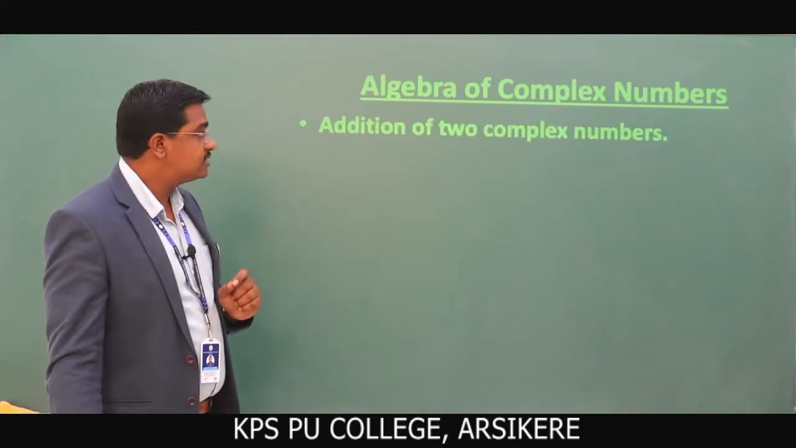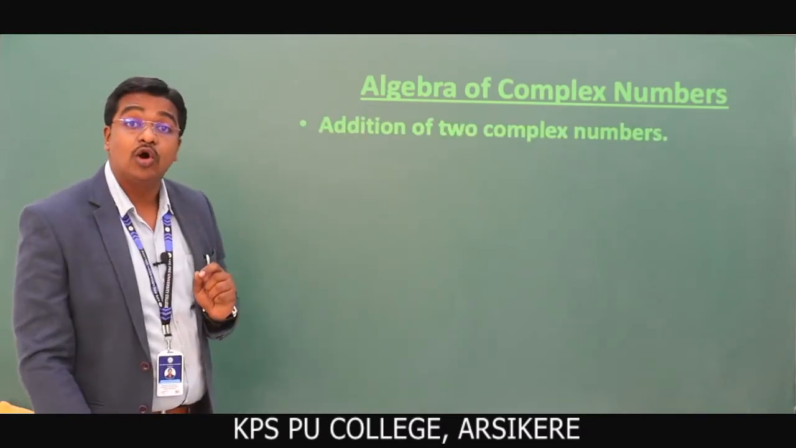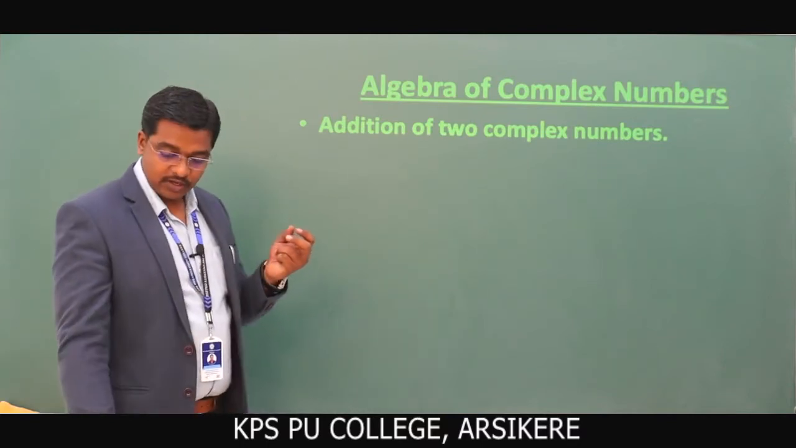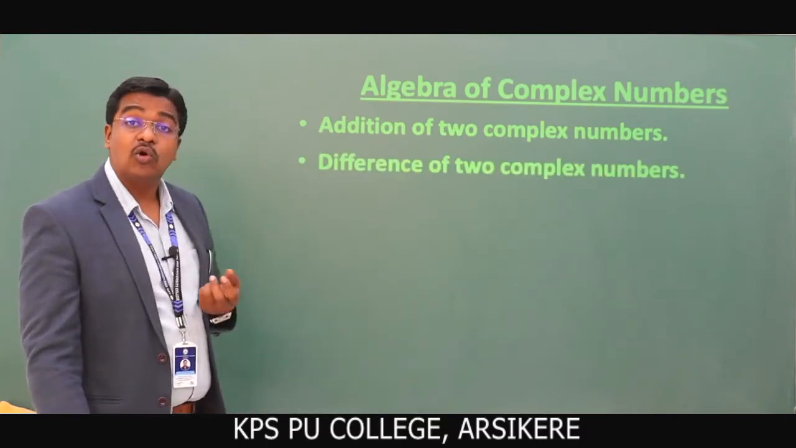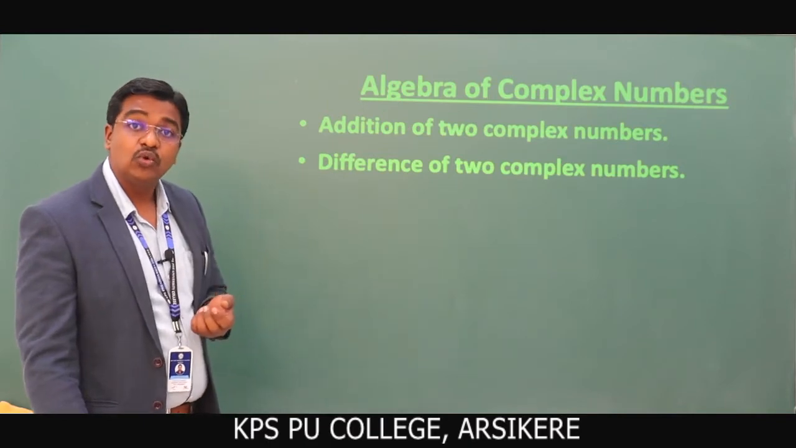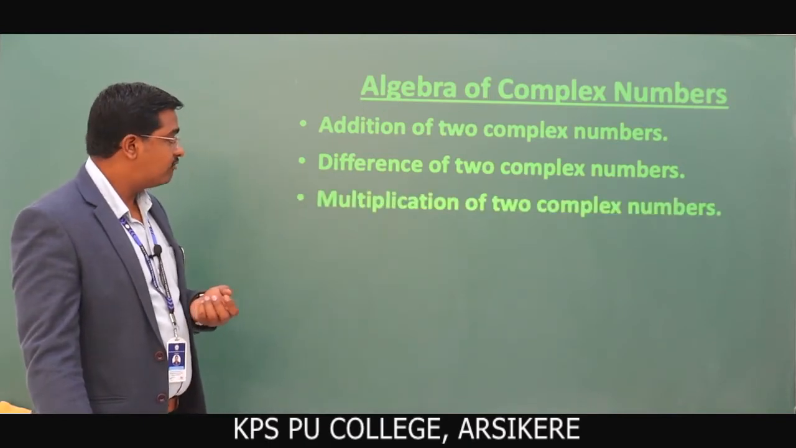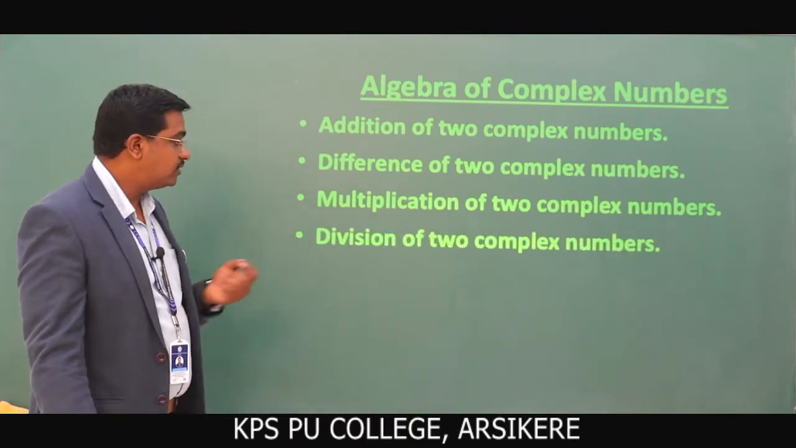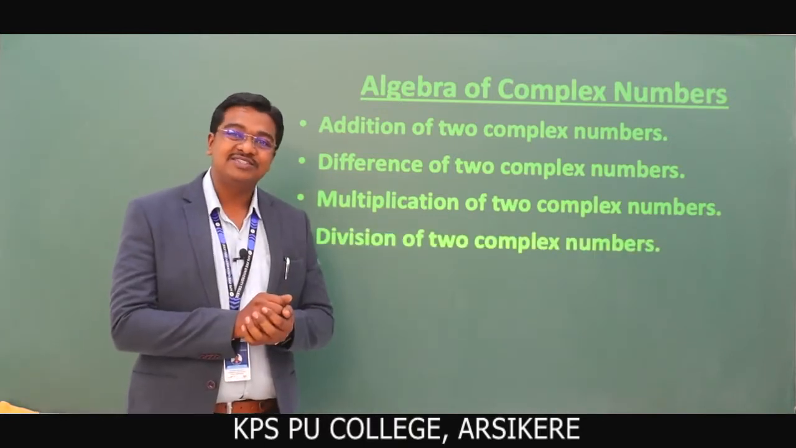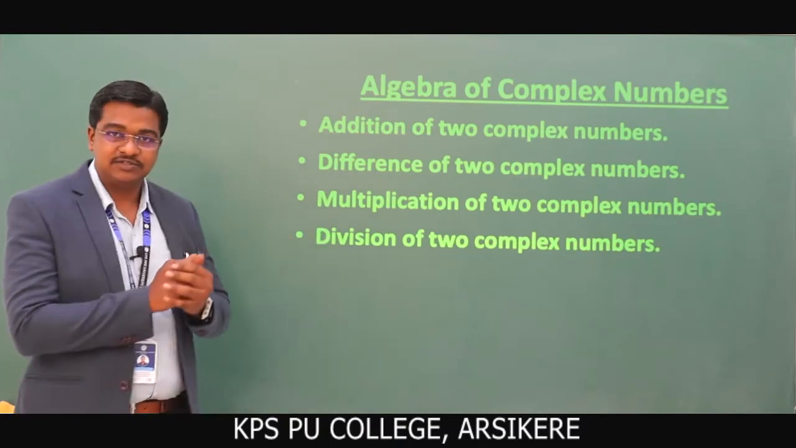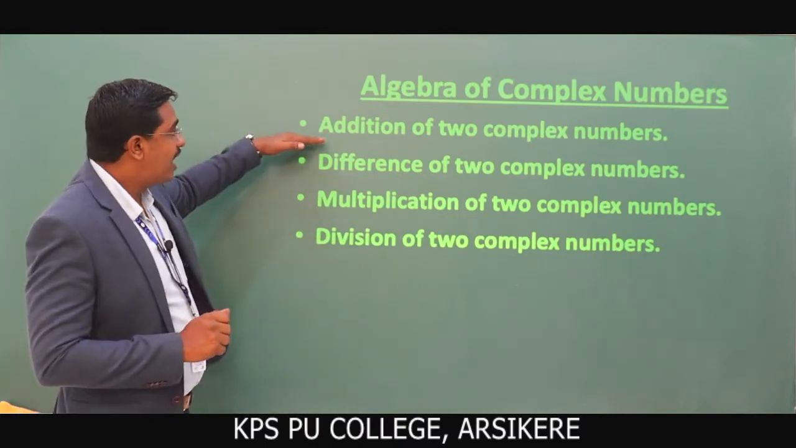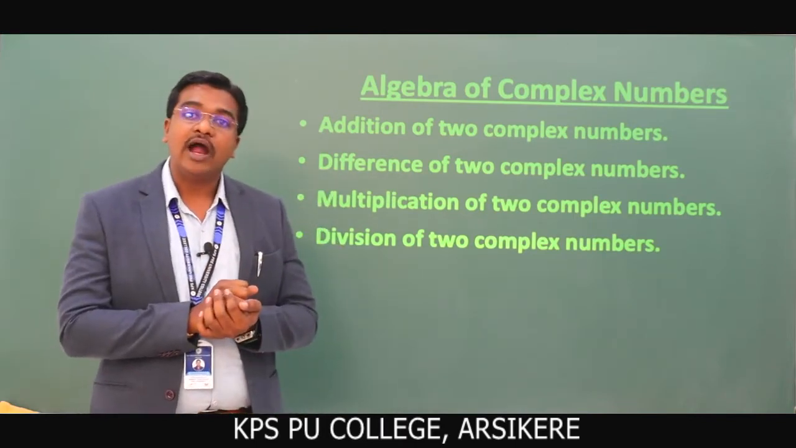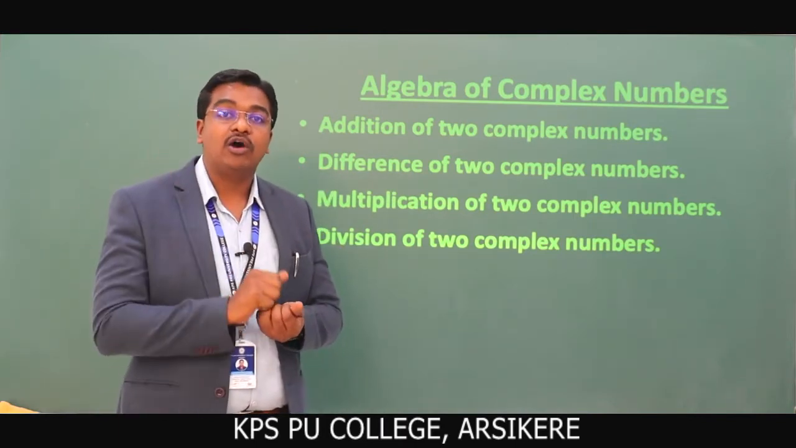Algebra of complex numbers. First one, addition of two complex numbers. Second one, difference of two complex numbers or subtraction of two complex numbers. Third one, multiplication of two complex numbers. And the fourth one, division of two complex numbers. Let us discuss this. First I would like to discuss addition of two complex numbers. When two complex numbers are given, how can we add them? Which property is followed? We will discuss here.